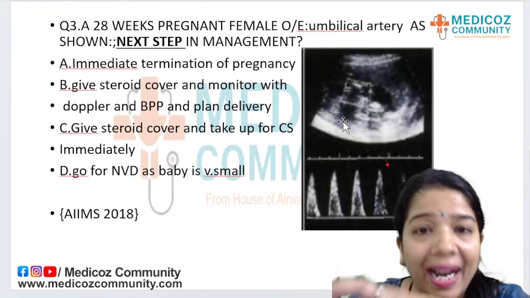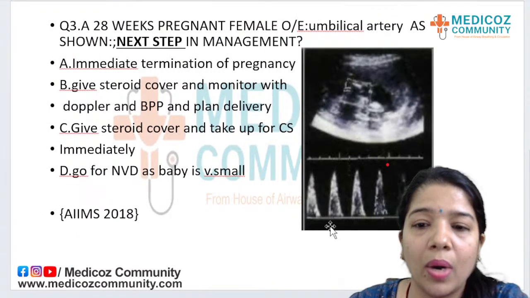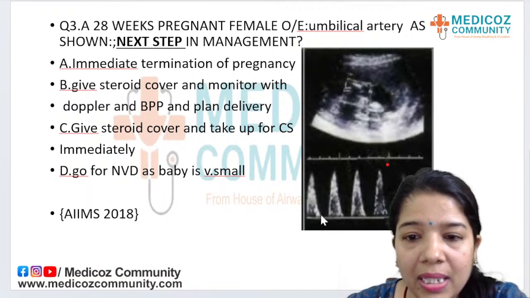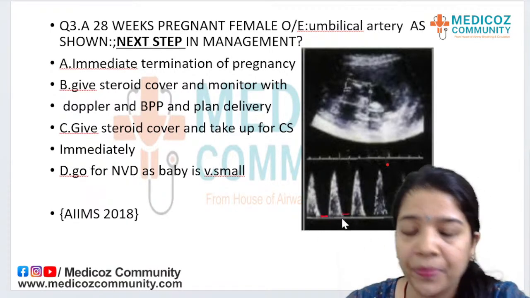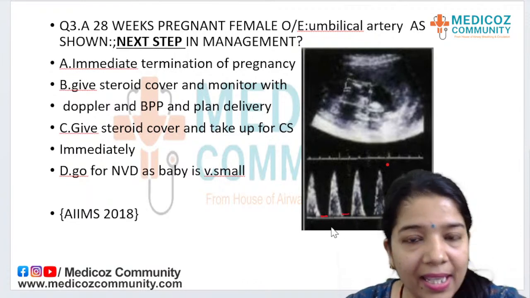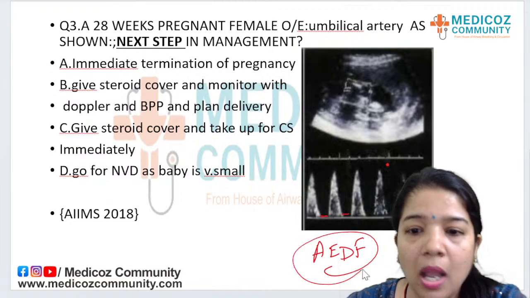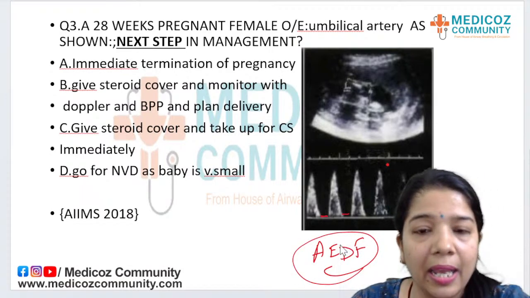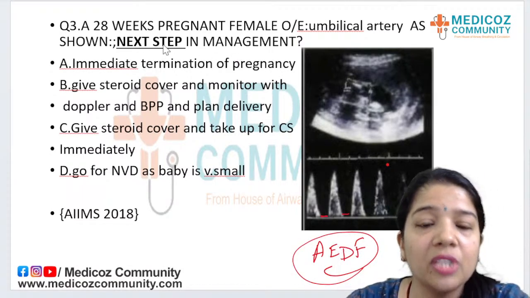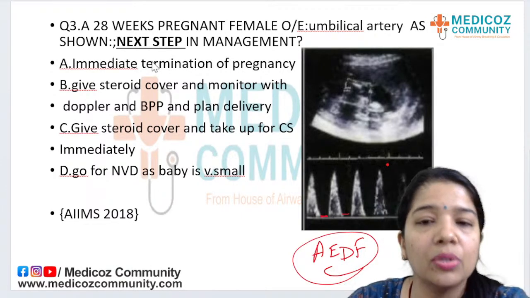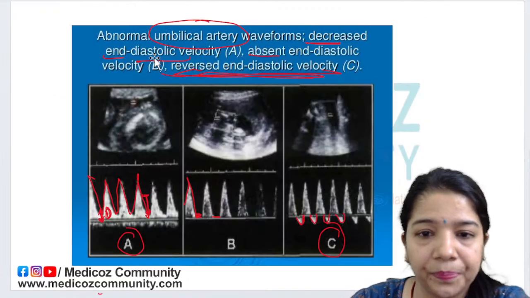First of all, you need to identify what the problem is here. What is the pathology? Now it's very easy. You can see there is no diastolic velocity. It is neither reversed nor merely decreased. So it's absent end diastolic velocity. Now that you know the diagnosis, the question is not that. The question is what will you manage? So it's very crucial that you first make the diagnosis correctly, so that the management is also right.